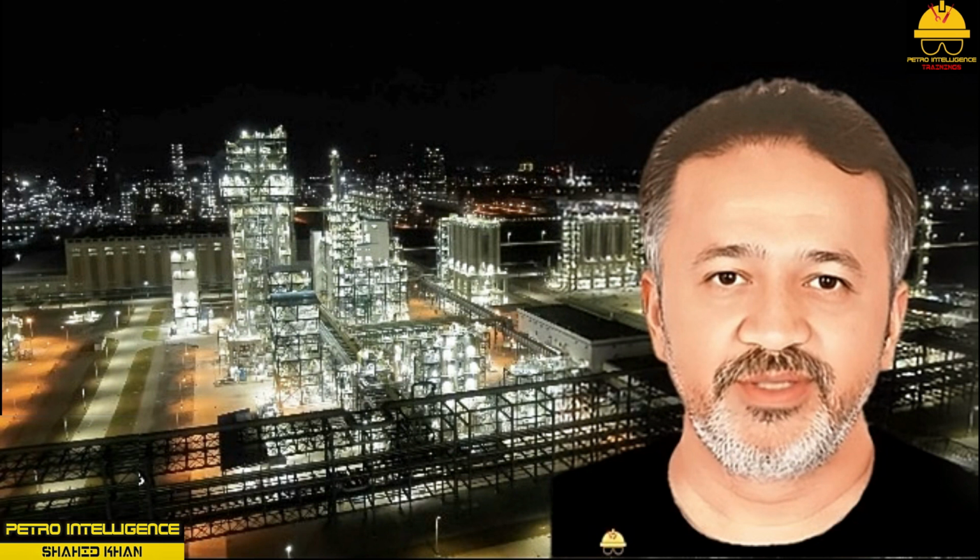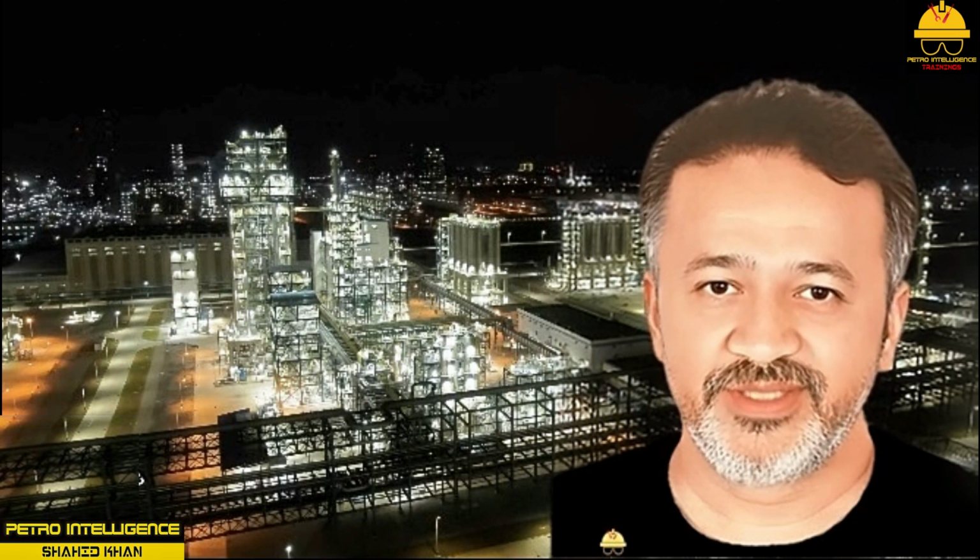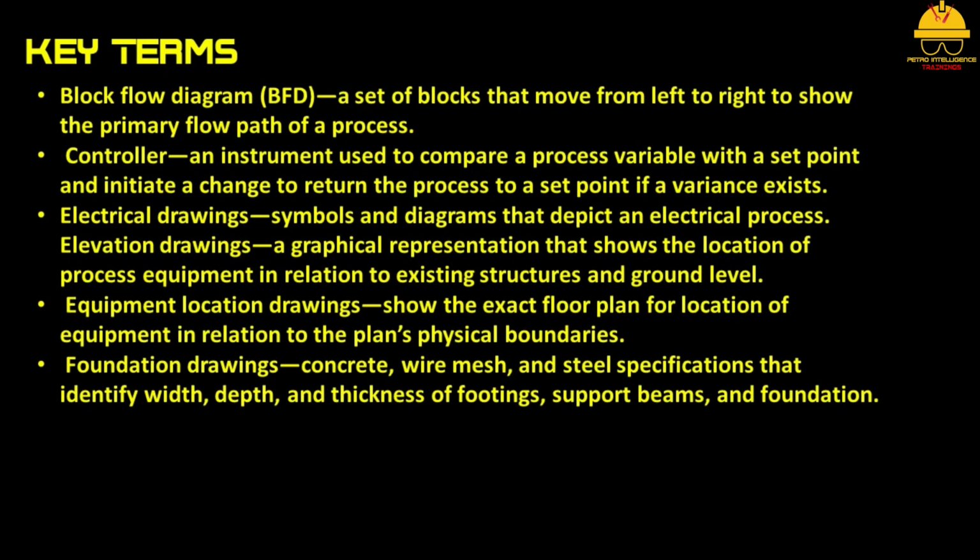Before starting the course, let's have a look at key terms of process control diagrams. Block flow diagram, BFD, is a set of blocks that move from left to right to show the primary flow path of a process. Controller is an instrument used to compare a process variable with a set point and initiate a change to return the process to a set point if a variance exists.